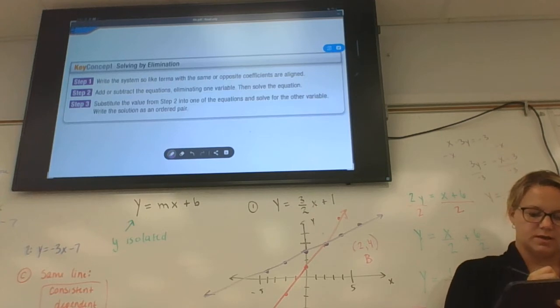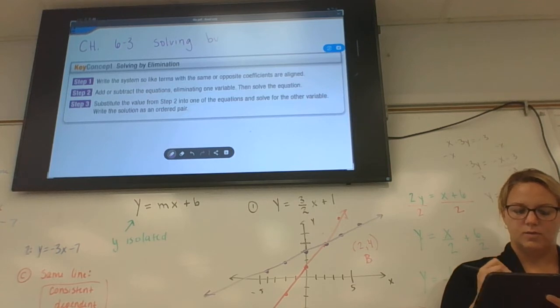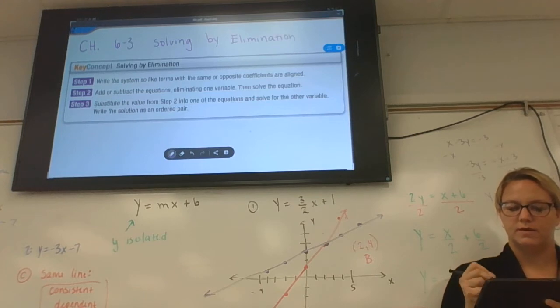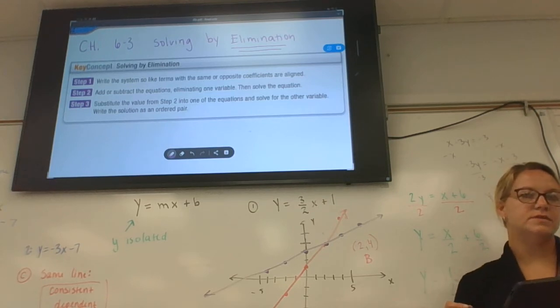Okay, so let me go ahead and give you a heading. We're jumping to chapter 6-3. We're not solving by graphing, we're solving by a method called elimination. And these are the steps.